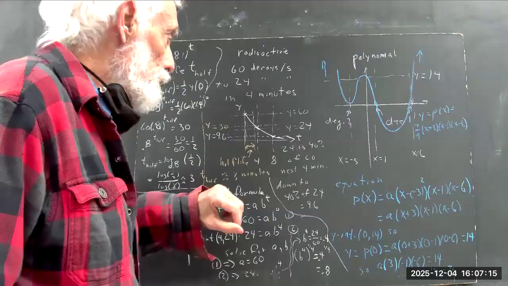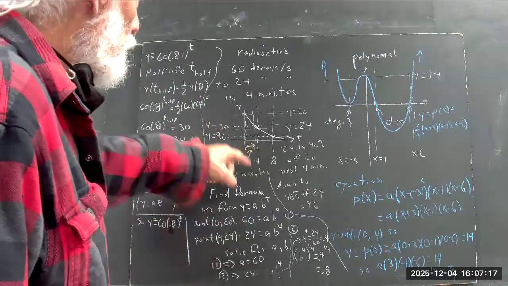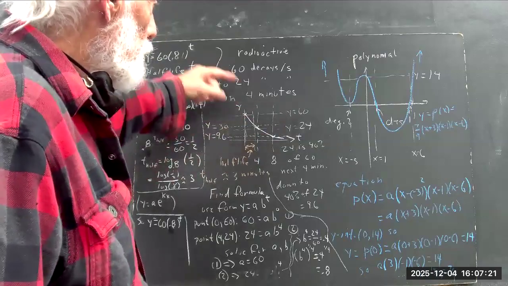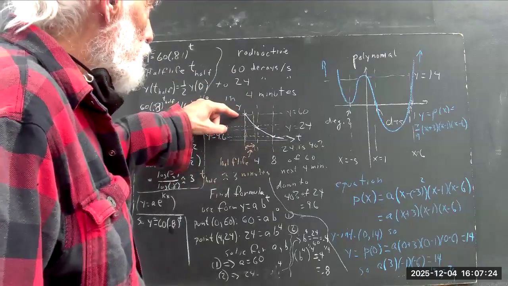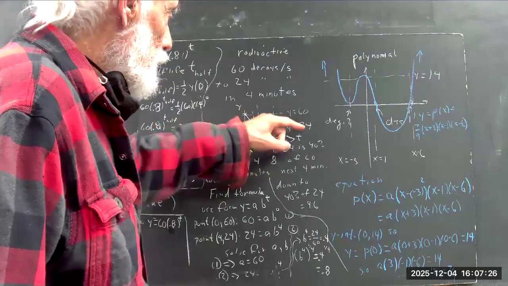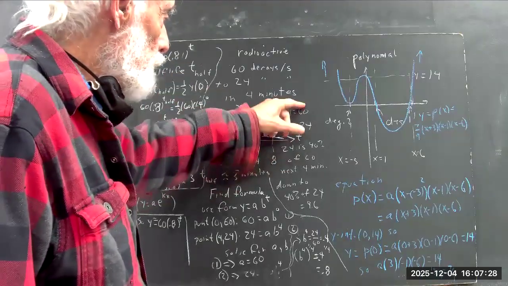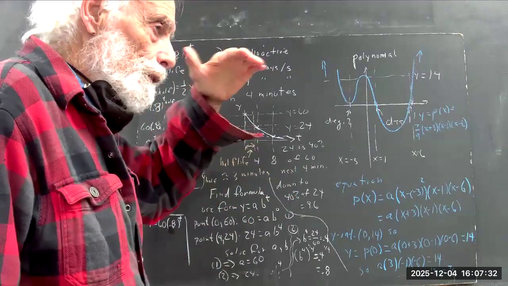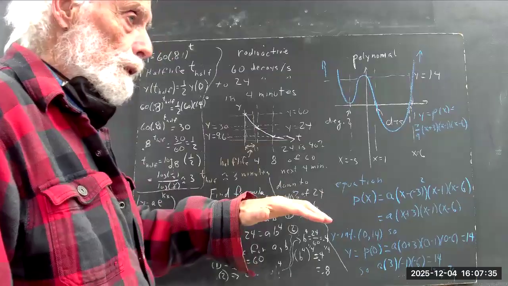We sketch a graph. And sketching the graph, we just put our 4 minutes here. We put our y equals 60 here, y being the number of decays per minute. And so we have this line and the line for y equals 24. We note that 24 is 40% of 60. So in 4 minutes, we go down to 40% of what we have.